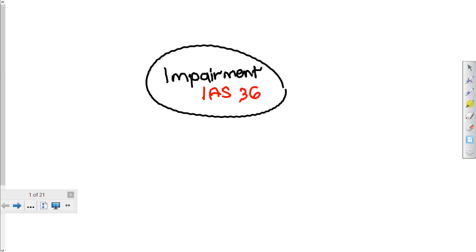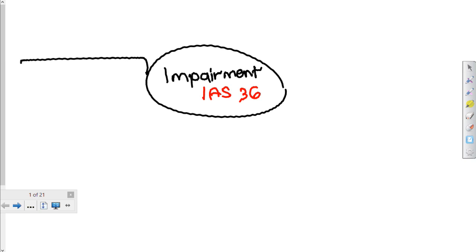All right, today we're dealing with impairment. Impairment is covered by IAS 36. We've touched on this word impairment when we were talking about PPE, because we said assets carried at cost are carried at cost less depreciation, less impairment. At the time I said that impairment is a separate section, a separate standard, and that we would look at it later.